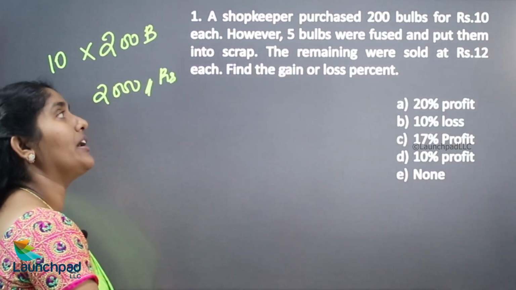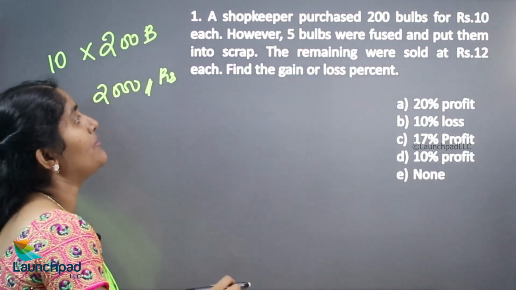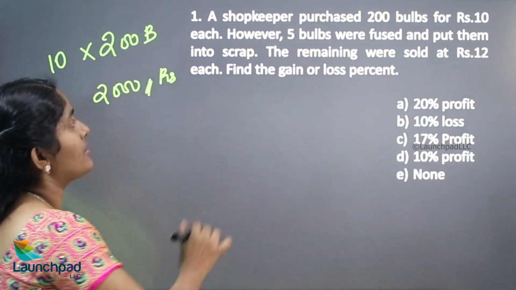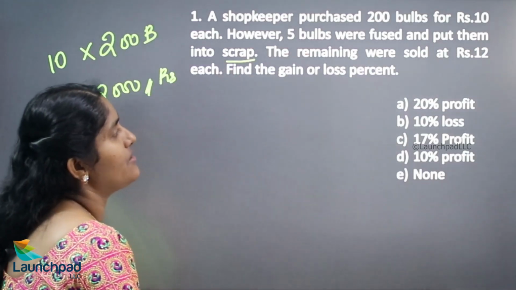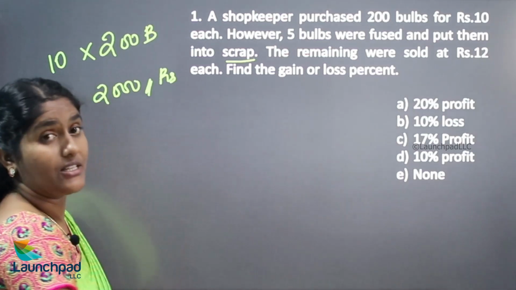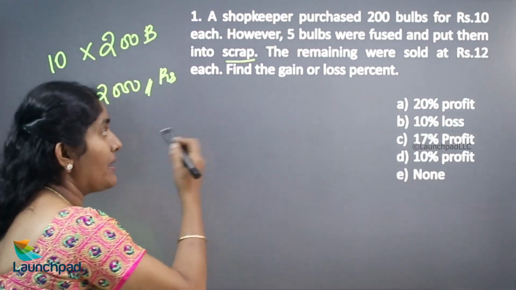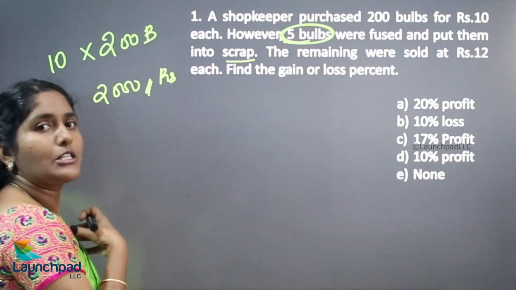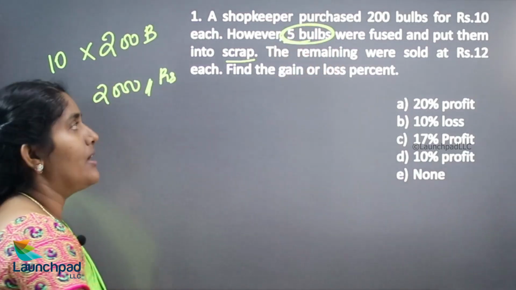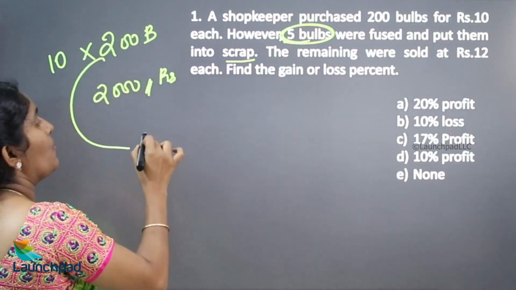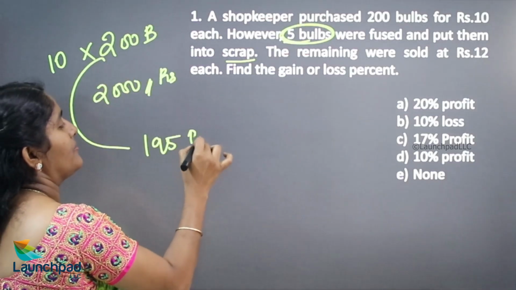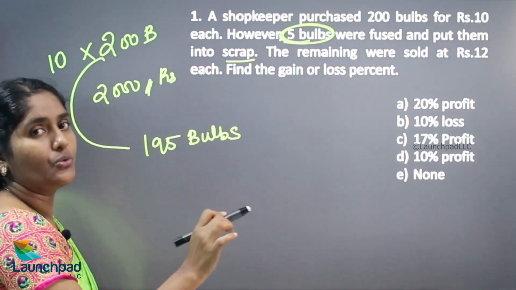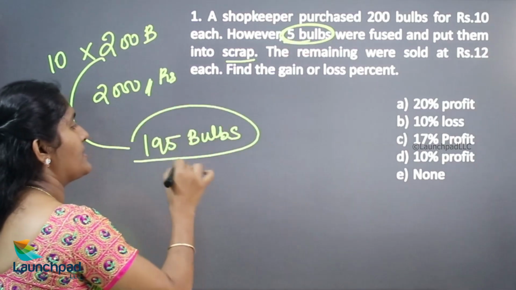However, 5 bulbs were fused and put into scrap. The remaining were sold at rupees 12 each. Anyway, we spent 10 rupees on each bulb, including these 5 bulbs also. Now, in our hand, 195 bulbs are there, because 5 bulbs got damaged and we can remove them. The remaining 195 bulbs are there.